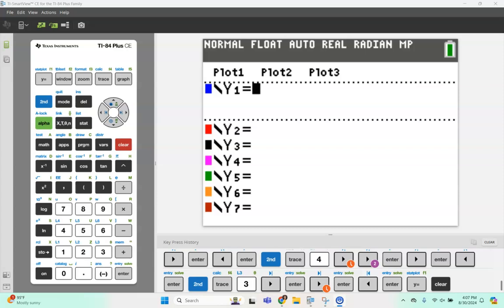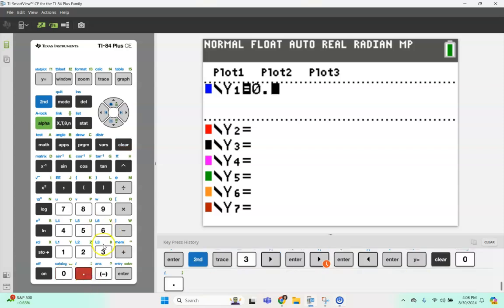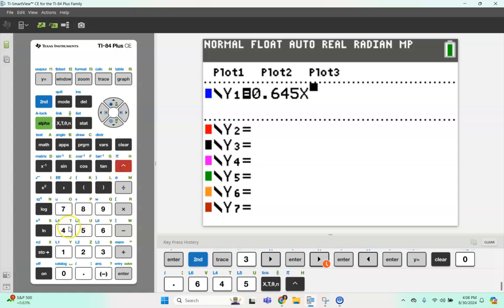All right, guys, I'm going to go over part two, number 15, the graphing calculator one. All right, so let me type it in. This is to be the same calculator you have, 0.645. X is right here, x to the fourth power, caret 4. And make sure you get out of the exponent.